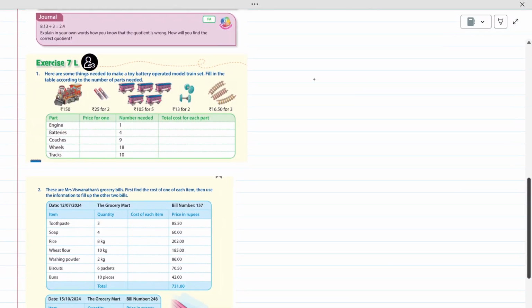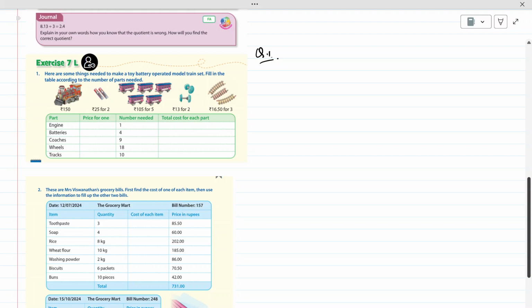Now let's go to the last exercise, exercise 7L. So what it says, the first question, is that here are some things needed to make a toy battery operated model train set, and fill in the table according to the number of parts needed. So according to this question, we are required to build a toy battery operated train set, and for that all these things are required, and their prices are also mentioned here.